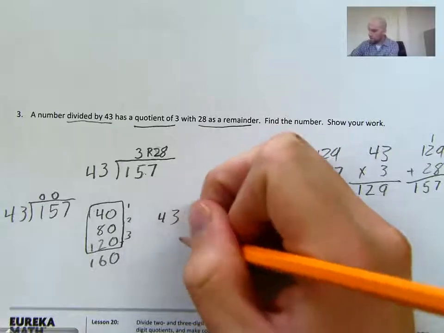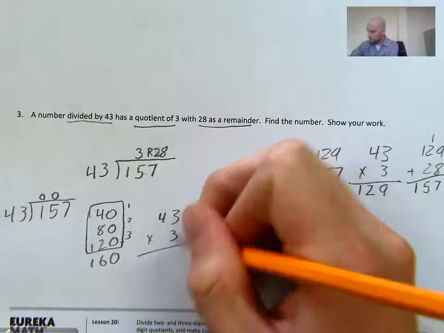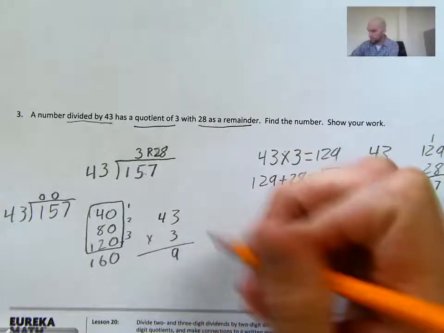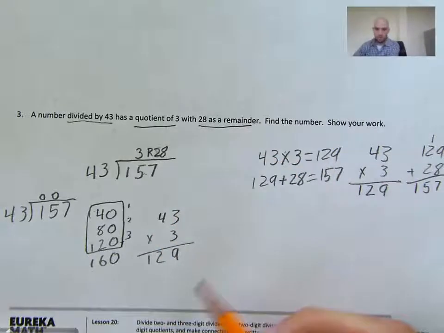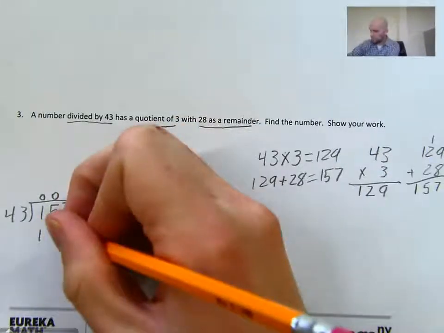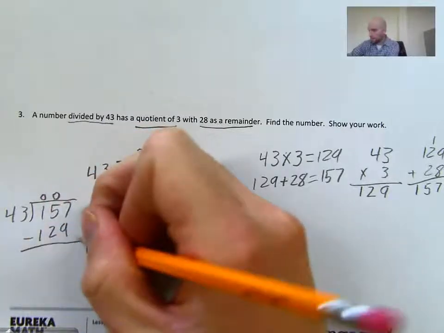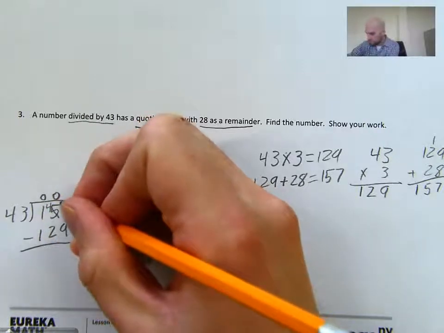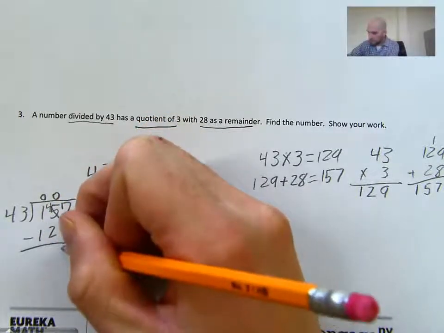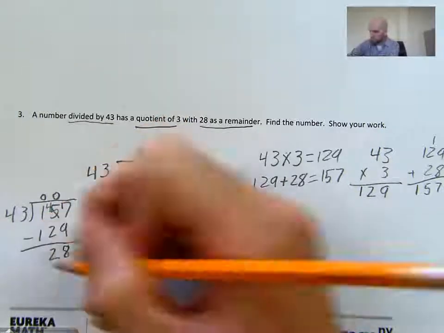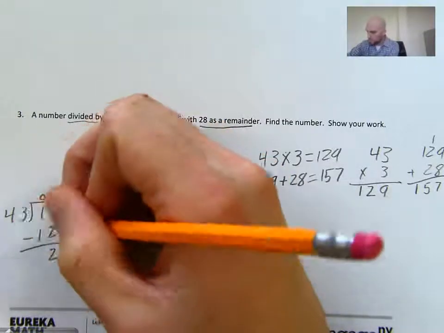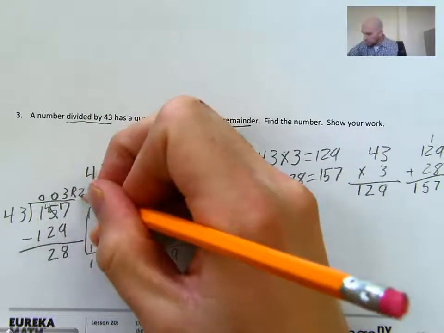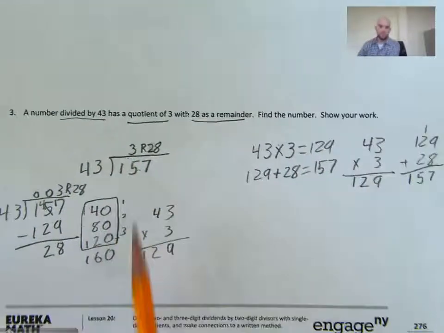43 times 3. Well, 3 times 3 is 9. 2. We already did it up here, but it's 129. 129. And then we subtract. I'll have to borrow from this 5. 17 minus 9 is 8. 4 minus 2 is 2. And we get 28. So we know that this went in 3 times with a remainder of 28, which is what we should have got.